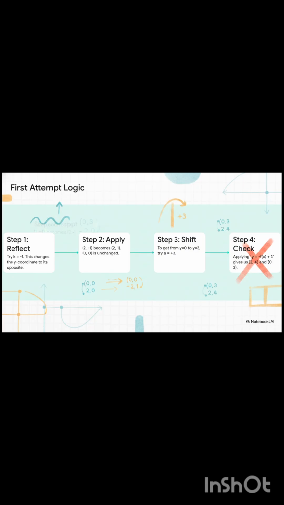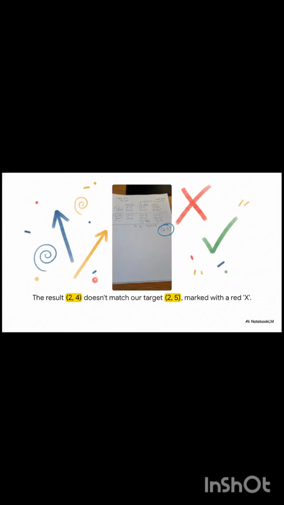Then, if you look at the point (0, 0), we can see it needs to end up at (0, 3). The easiest way to make that happen is just to add 3, right? So we'll set a to +3. So when we apply this new rule, y equals -f of x plus 3, we get (0, 3), which is perfect. But we also get (2, 4). And that's a problem.